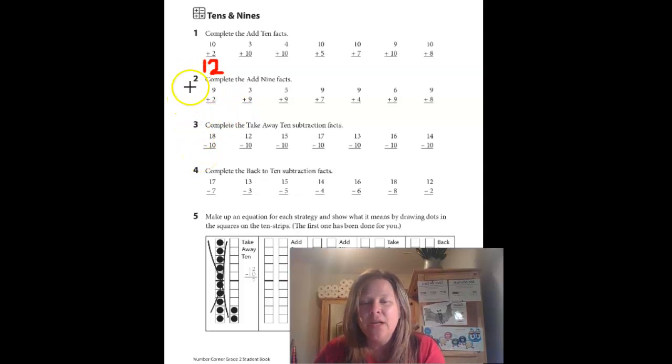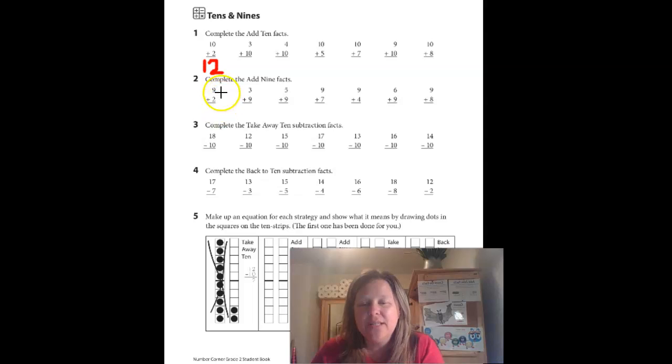So in row 2, you're going to be working on the add 9 facts. Add 9, just like it sounds, you're going to always be adding 9 to these numbers. One of the strategies that I suggest you use is you can actually think about it as adding 10 and then just take away 1 from your answer.